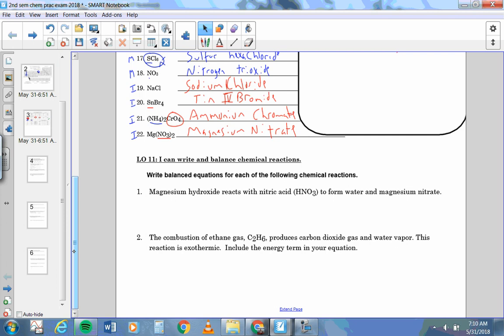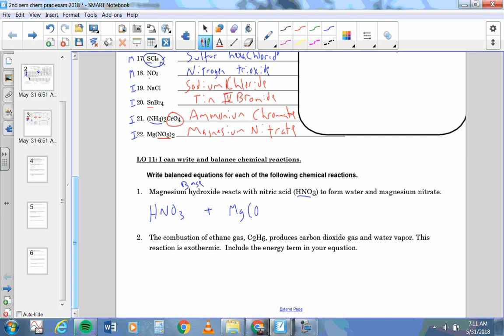Last section. Write and balance these equations. This is just one of those: magnesium hydroxide. That's a base, and it's reacting with an acid. Since we don't know our acid rules, the formula is given. If I really take HNO3, acid plus a base, magnesium hydroxide, I've got to make sure I do this right. I'm going to use scrap paper. Magnesium's +2, OH is a -1. You're going to need 2 of those to make it correct. When it's done, it's going to make salt and water.